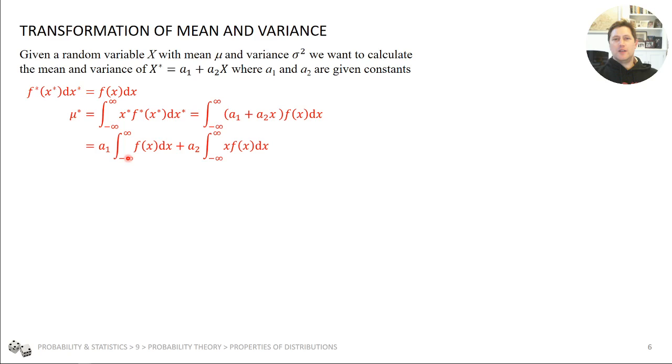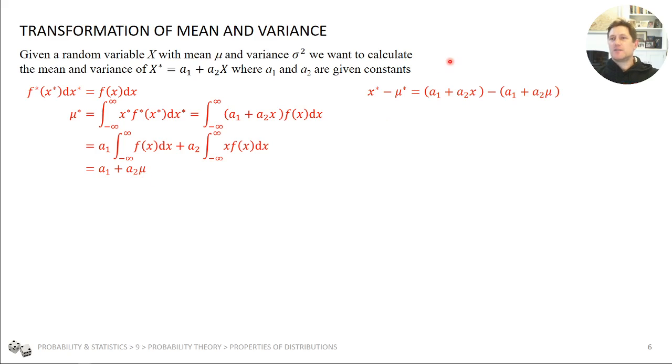If we integrate this function, it's a probability density function integrated over its whole range, and so that must be equal to 1. So we have a1, and then here we have x times f(x) dx integrated over the whole range. That's the definition of the mean of the probability density function f. So that's the mean mu there. So the transformed mean is a1 plus a2 mu. So if we transform our variable by using a1 plus a2x, then our mean is also transformed to be a1 plus a2 mu.